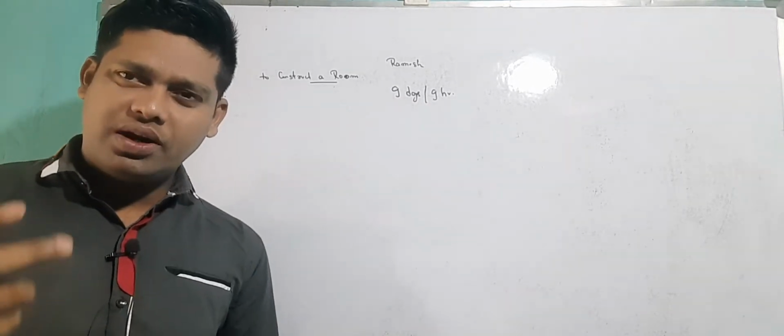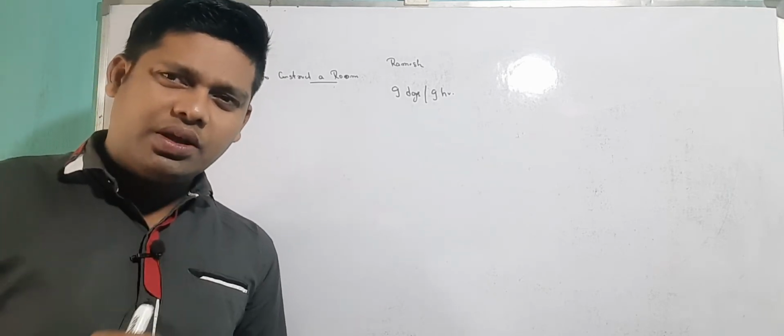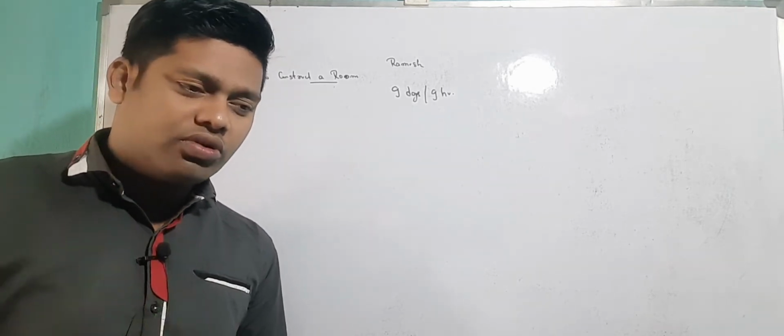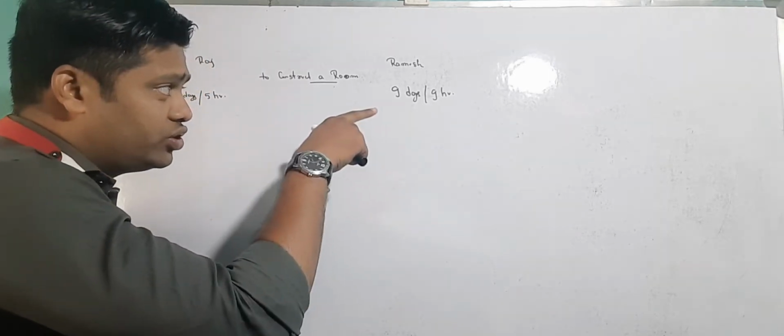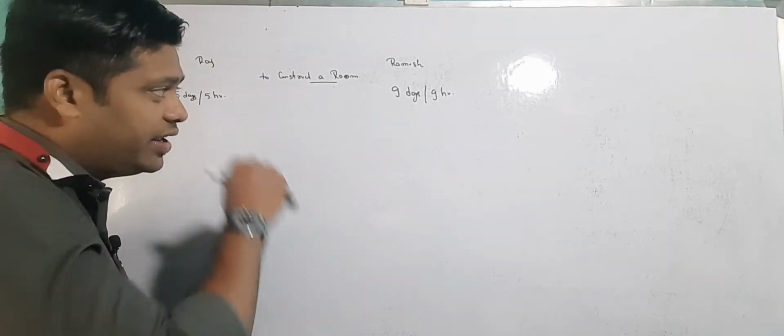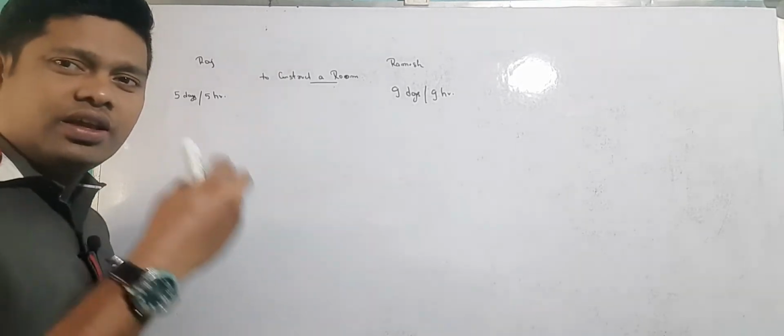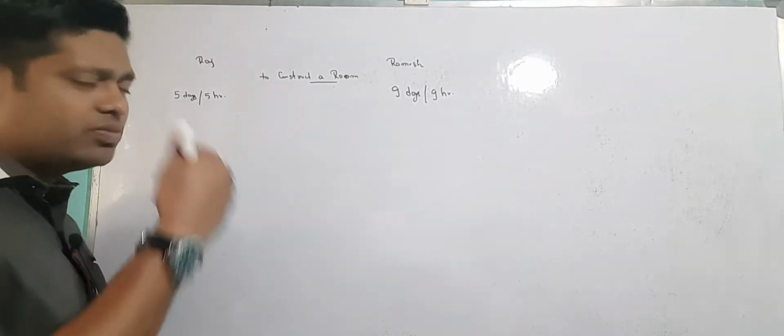Efficient means completing a work before the time given to you, or before the time in which the other person is trying to do the work. Ramesh is doing it in 9 hours or 9 days, whereas Raj can do it in 5 hours or 5 days. So obviously he is more efficient.